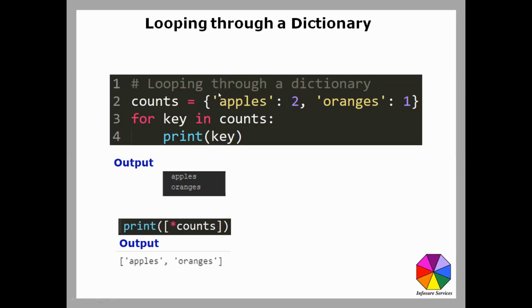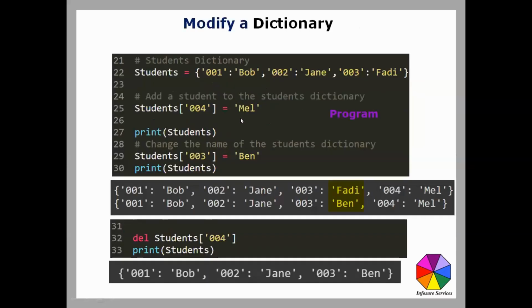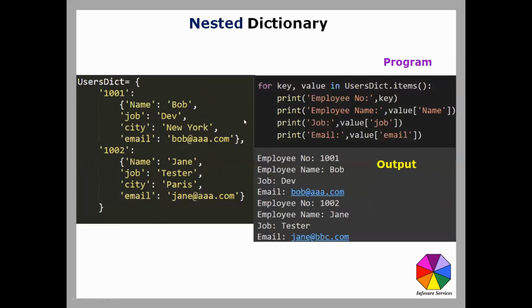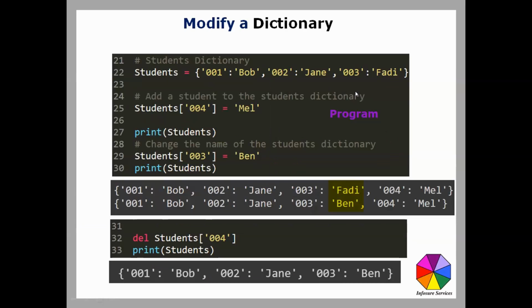Often when you loop through a dictionary, you will use for key, comma, value in. Here you can only do for key in counts, colon. But when I have to loop through both key and value, I will use for key, comma, value in dictionary name dot items. Dictionary name dot items. We'll come to that in a while.